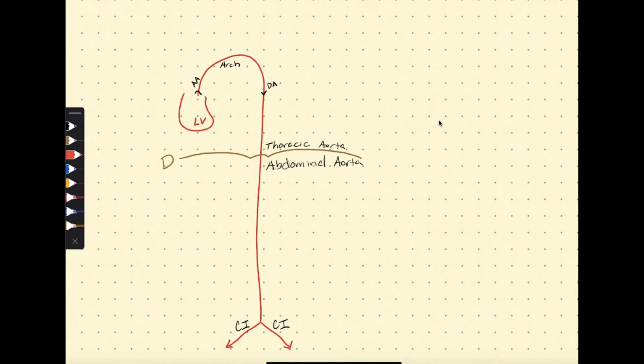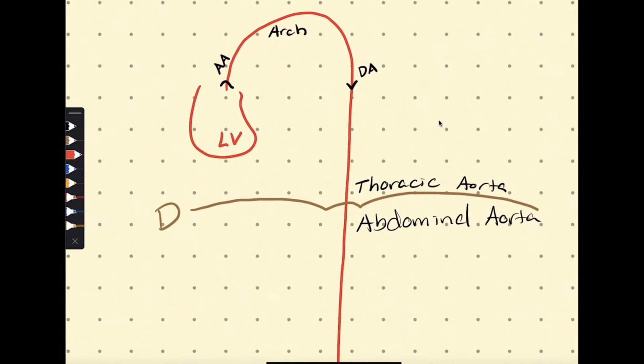First and foremost, we have to feed the heart tissue itself. So off of the ascending aorta, we will have a right coronary artery and a left coronary artery. Okay, a left coronary artery, again, diagrammatically speaking, LCA and RCA.